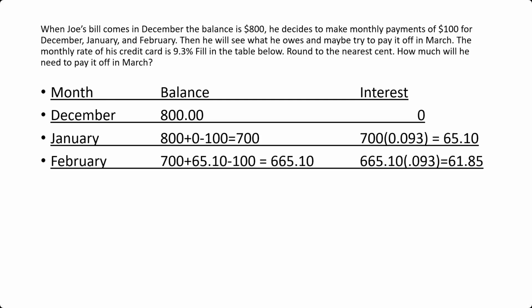So February, take your $700, add the interest you made, the 65. Well, you didn't make it, but they made it. Minus the $100 payment, $665.10. The $665 is what you need to pay interest on. So he's paying $61.85 for February. Any questions on that? Go ahead and do the next one. So you're taking each time your balance plus your interest and subtract your payment.